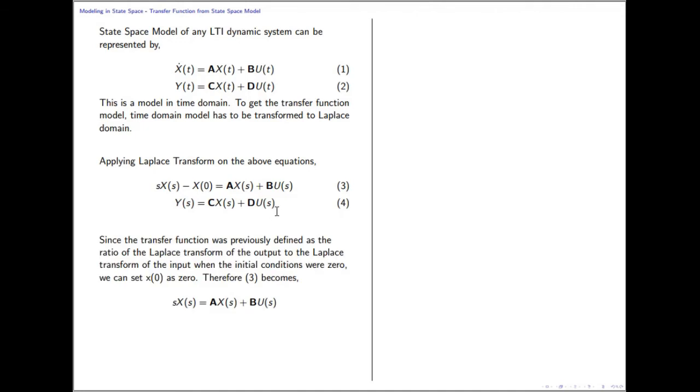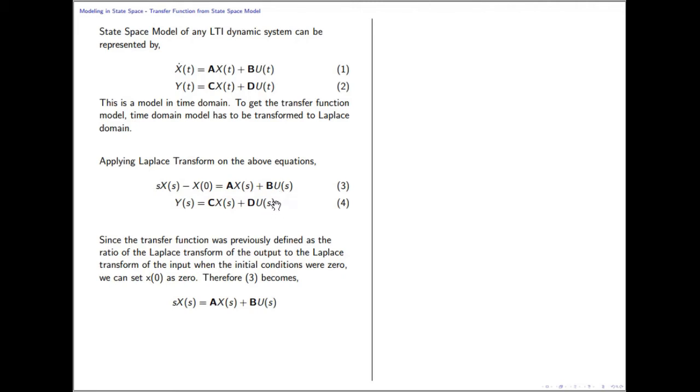Okay. So we have already defined the transfer function. How have we defined the transfer function? It is the ratio of the Laplace transform of the output to the Laplace transform of the input. The important condition is when the initial conditions are 0. So since we have defined the transfer function with this definition, we have to make the initial conditions 0. So therefore, we have to make x of 0 as 0. If you set x of 0 as 0, then the remaining equation is s X of s equal to a X of s plus b U of s.